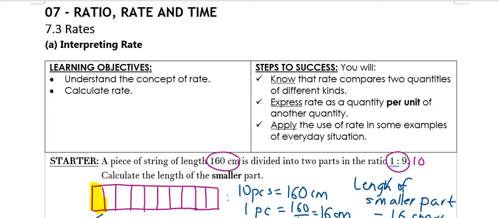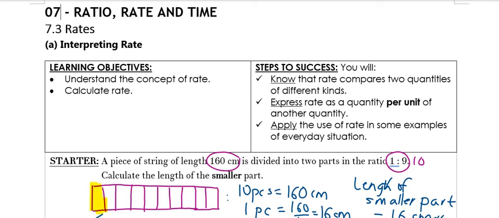Hi and welcome to another video for Year 7 Maths under the chapter Ratio, Rate and Time. So today you are going to do the subtopic rates. The first thing that you have to do is know how to interpret rates.